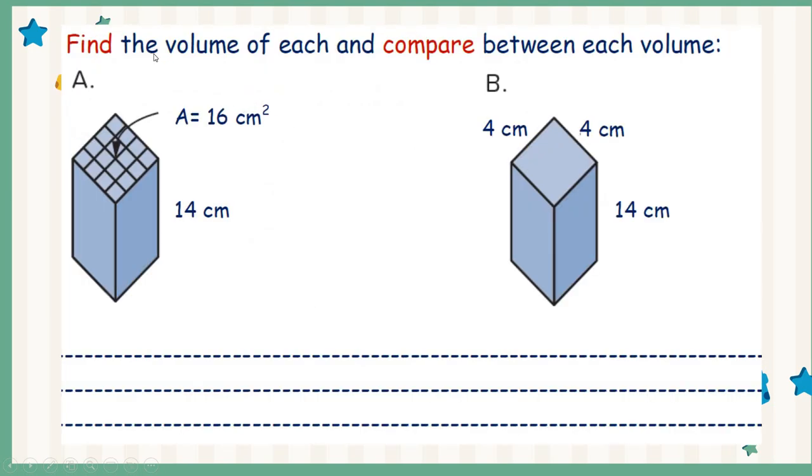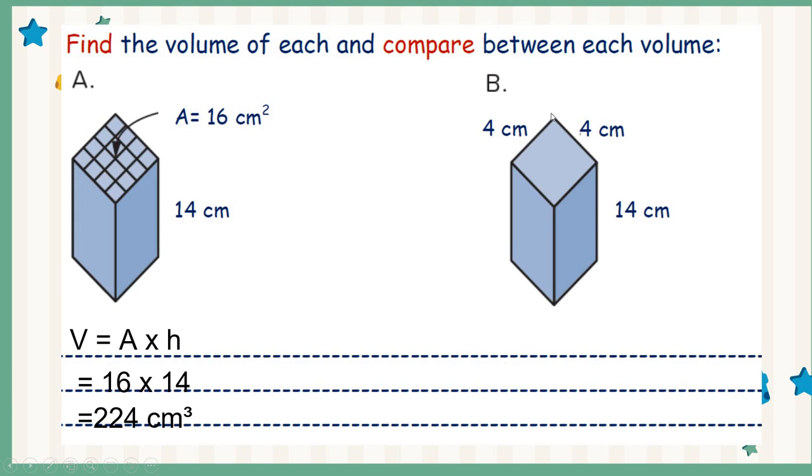Let's see this problem. Find the volume of each and compare the volumes. In A and in B. In A here we have the area of the base, which is 16 centimeters squared. And I have here the height, which is 14. How can we calculate the volume? By using which formula? Yes, volume equals area times height, which is 16 times 14. We can use any strategy we want to multiply these two-digit numbers, and we will find that the answer will be 224 centimeters cubed.